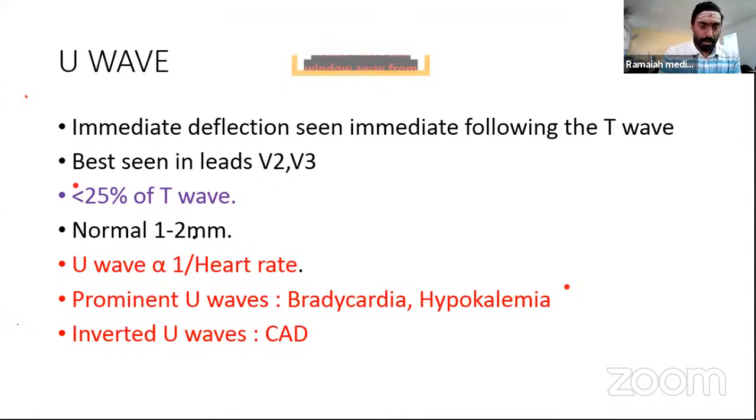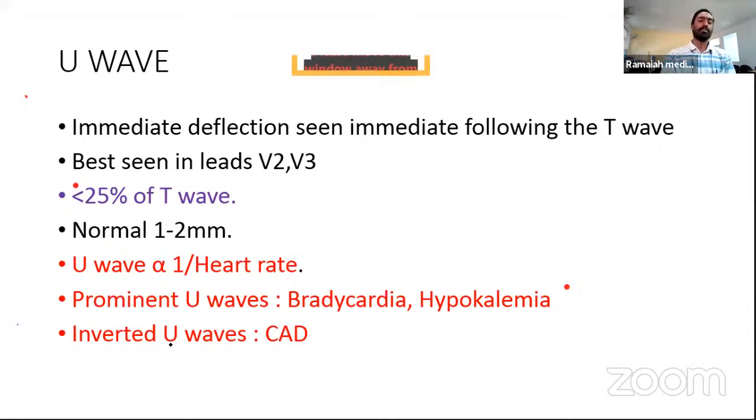And important are these three things. The U wave is inversely proportional to the heart rate. As the heart rate comes down, as in many ECGs of sinus bradycardia, you'll see a small U wave. That is normal. As the heart rate comes down, the U wave becomes more prominent. As the heart rate increases, the U wave disappears. And if you're getting a prominent U wave, more than 1.5 or 2 millimeter, or more than 25% of the T wave, then you should think of hypokalemia. Most common is hypokalemia. That is pathological.